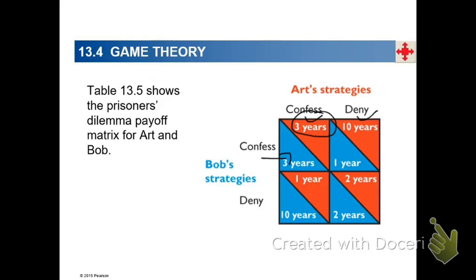Now if Art confesses, Bob also confesses, so 3 and 3 years, or confess and confess, appears to be something that is consistent between Bob and Art. In a minute we are going to call that Nash equilibrium.